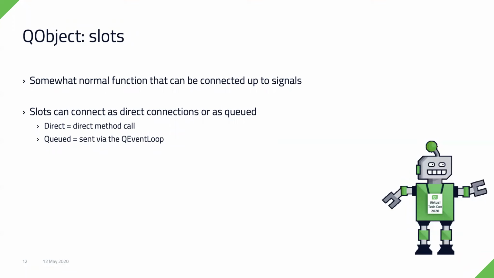Signals are connected to slots, and these again we'll see in the QML runtime. A slot in modern C++ Qt5 is mostly a fairly normal function or method, and it can be connected up to one of these special signal methods. Slots connect as a direct connection or as a queued connection. So when you connect your slot to a signal using the QObject connect method, you can set it as direct, queued, or automatically leave the Qt runtime to figure it out for you. Direct is a direct method call, and queued goes via the event loop.